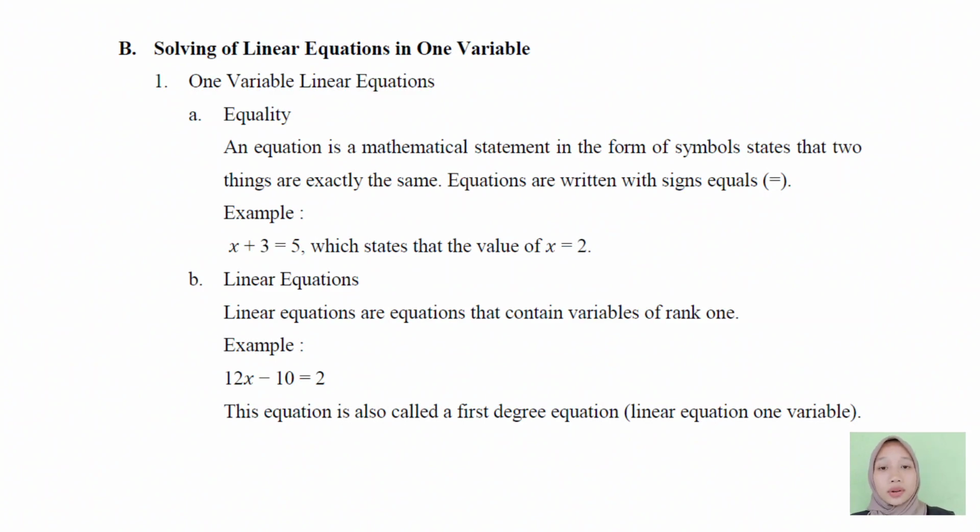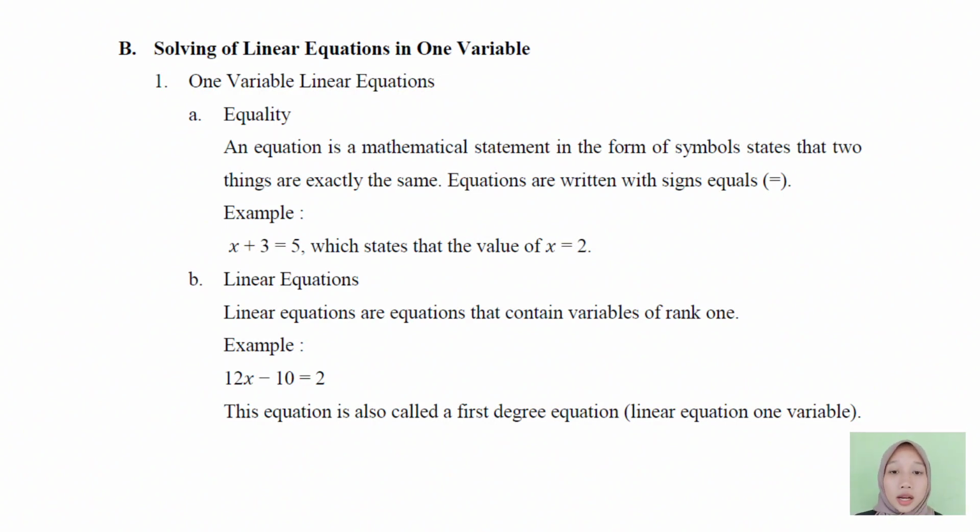Next, the solving of linear equation in one variable. In the solving of linear equation in one variable, there are two discussions, namely one variable linear equation and solving of linear equation in one variable. Number 1, one variable linear equation. An equation is a mathematical statement in the form of symbols stating that two things are exactly the same. Equations are written with the equals sign. Example, x plus 3 equals 5. That means the value of x equals 2.